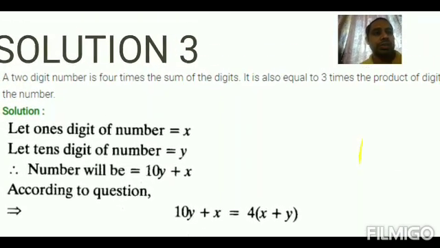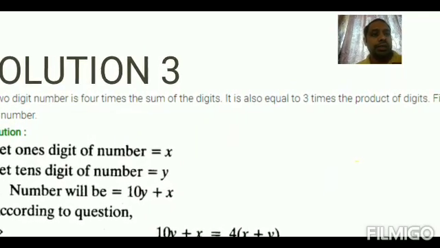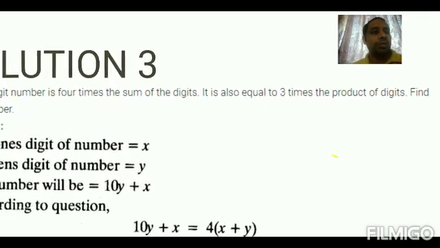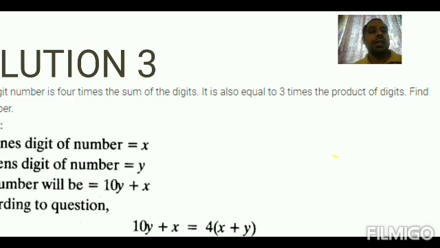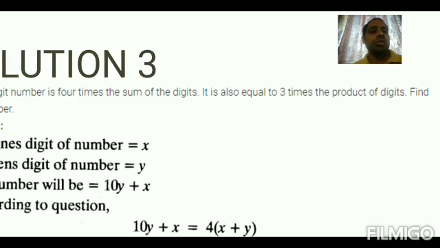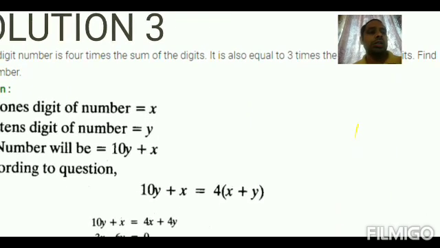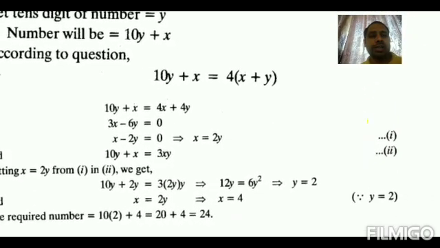If we read the question further, it is also equal to 3 times the product of its digits. That means the number 10y plus x is also equal to 3 times the product of its digits. That means 10y plus x is also equal to 3 into xy. This is the second statement: 10y plus x equals 3xy. Now we have already got x equals 2y. So in place of x, we can write 2y here.